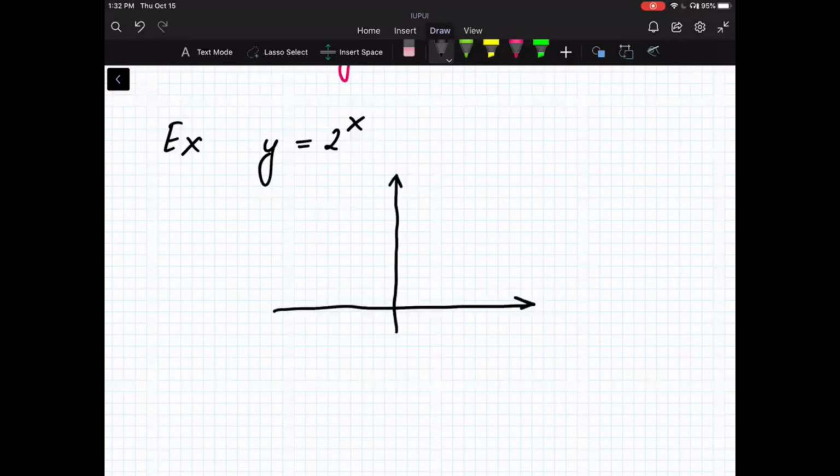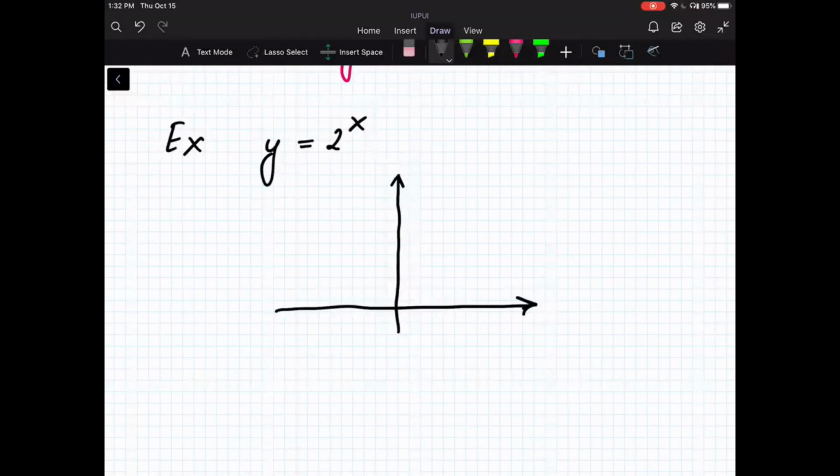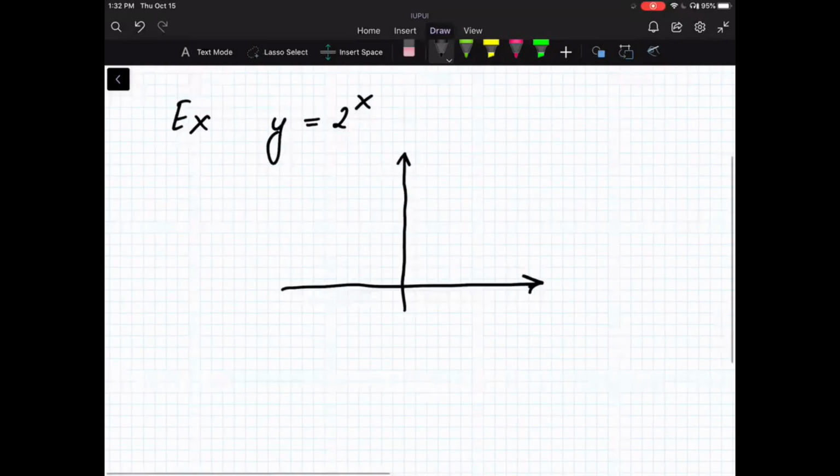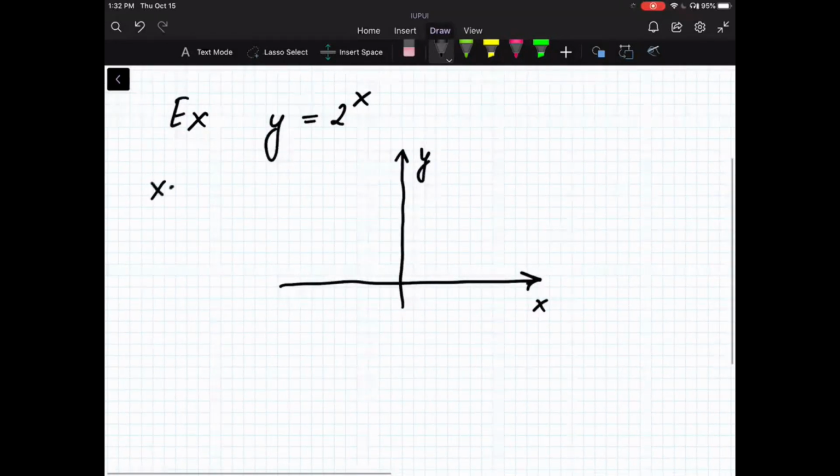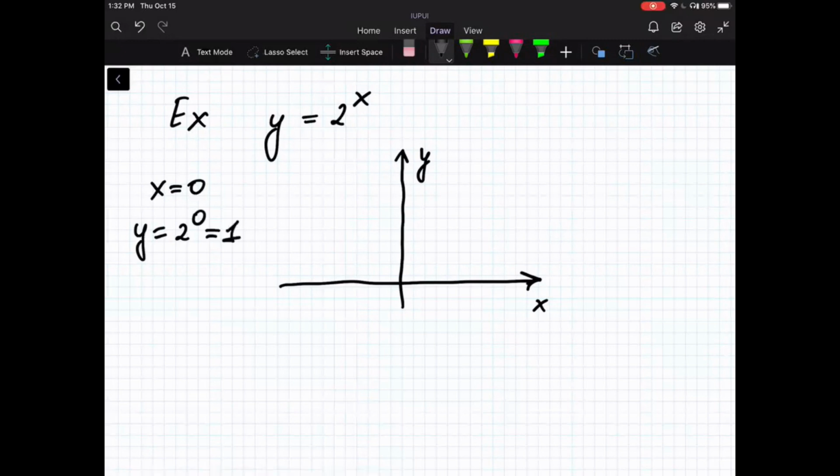First of all, we see that this function is always positive, because 2 to some power is some positive number. So that means that there is no x-intercept, but there is a y-intercept. When x equals 0, we get that y is equal to 2 to the power 0, which is by definition 1. So we got one point.